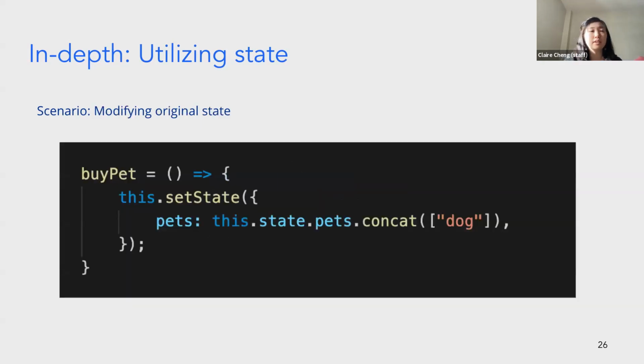And we also can modify existing values, so we don't always have to set it to a new value, like true or false or anything. Let's say we have a list of pets, right? We want to add a new element onto the list of pets. So we can do this.state.pets.concat, which just means you're adding to the list, and then put the new item in brackets inside the parentheses. And then this will set this original list plus dog into the pets field.